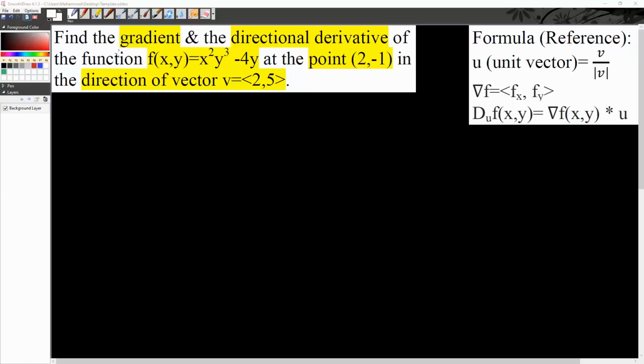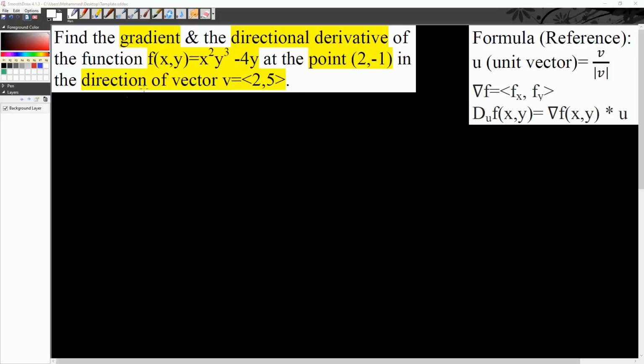Okay, in this video we want to find the gradient and the directional derivative of the function f(x, y) = x squared times y cubed minus 4y at the point (2, -1) in the direction of vector v = <2, 5>. These are the types of formulas that we will use in this problem.